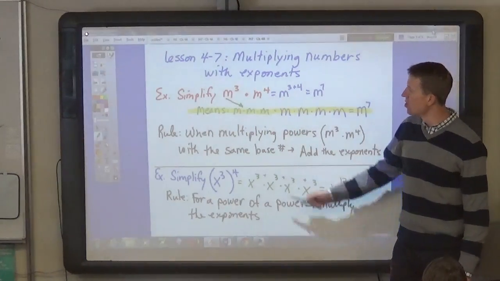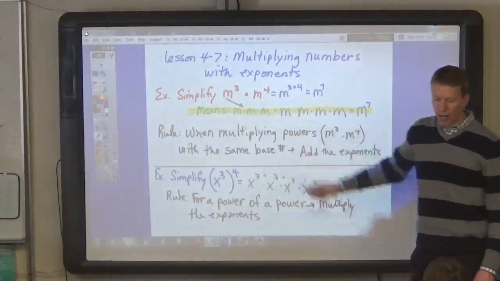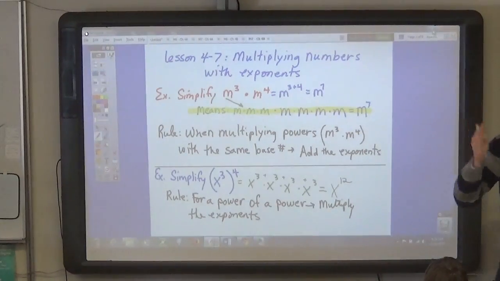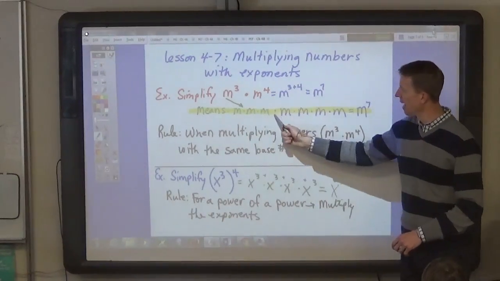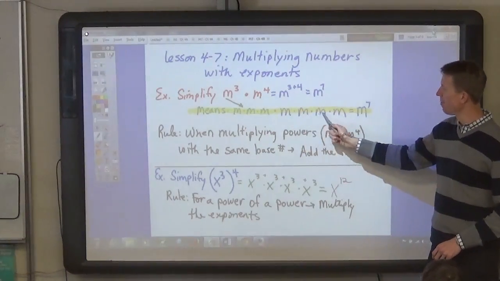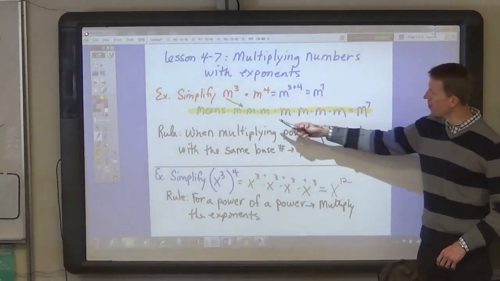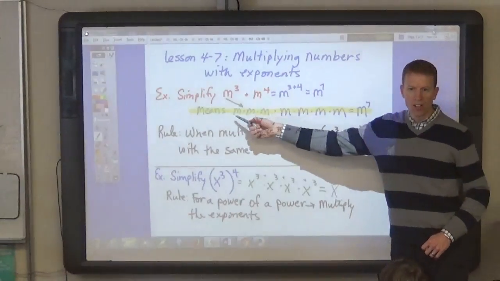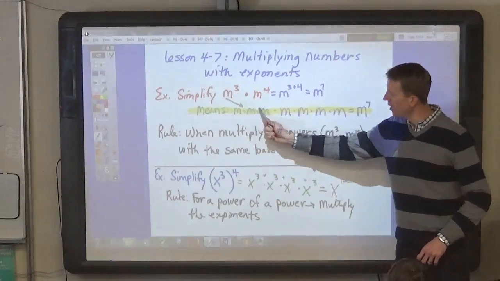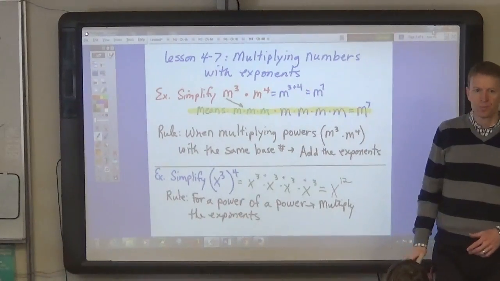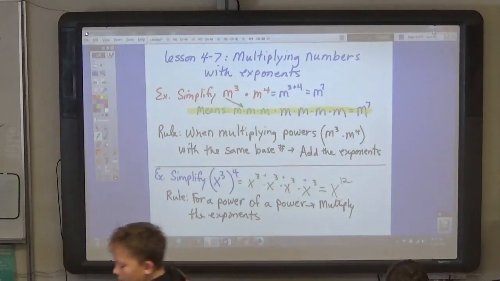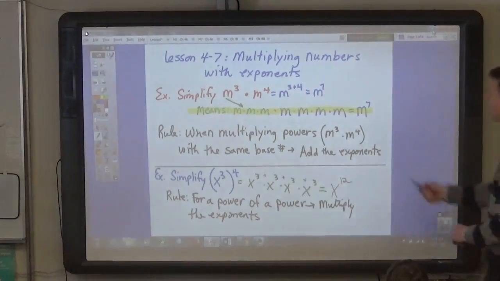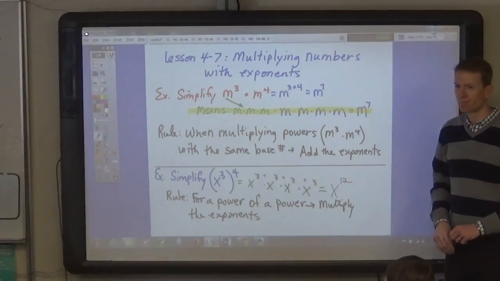Okay? So, when we learn how to write these out in expanded form, it's m times m times m to the third power, times m times m times m times m to the fourth power. So all together, these are all multiplied, and they're all the same, and you just count up the number of m's there are. Since there's 7 m's, the answer is m to the 7th power.